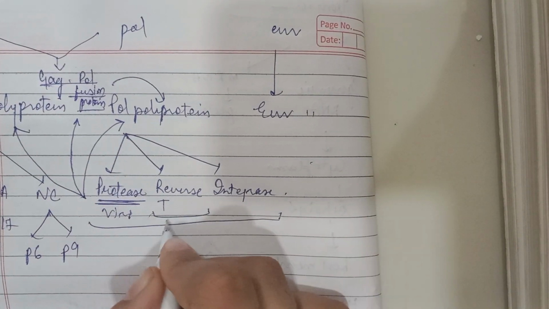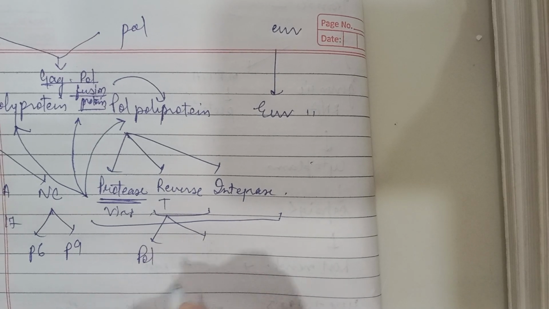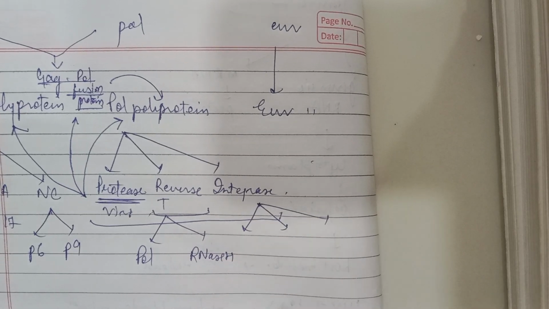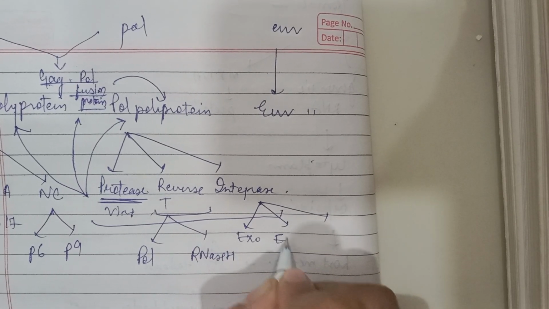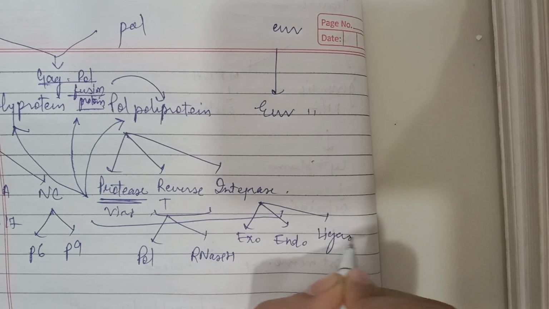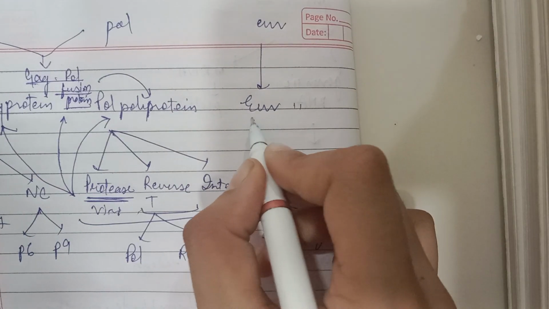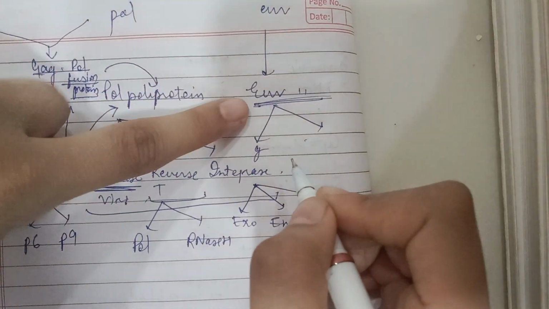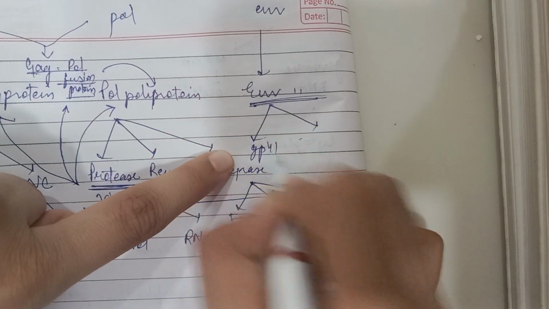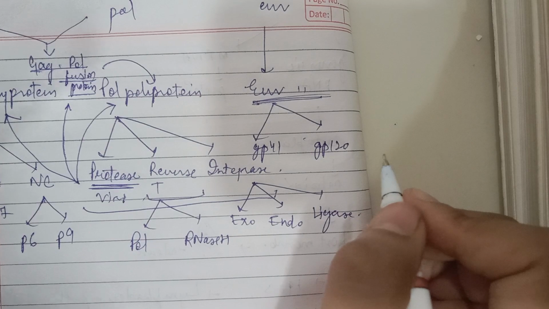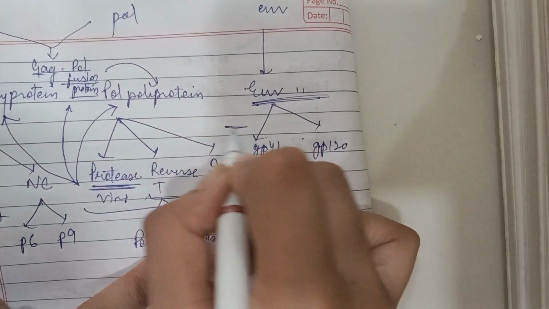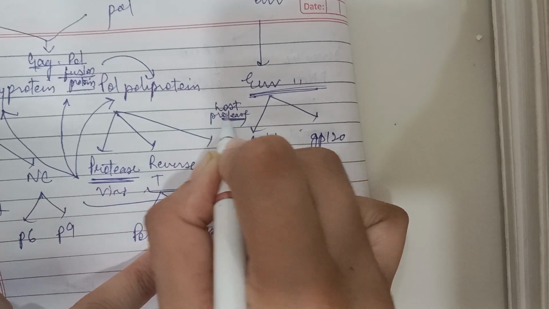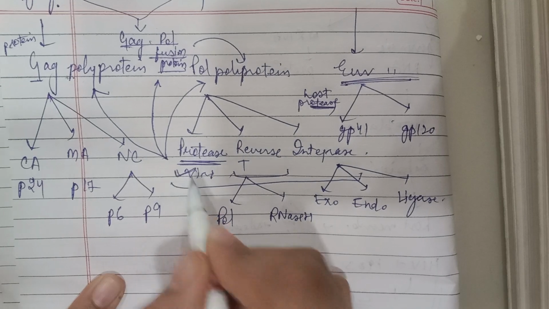In reverse transcriptase, we have two activities, polymerase activity and RNase H activity, which we just studied, and there are three activities of integrase: exonuclease, endonuclease, and ligase activity. Now, ENV polyprotein is further cleaved into two parts. We have just studied that the envelope is made up of GP41 and GP120. But the different thing here is that it is cleaved by a host protease, whereas all other cleavages here have been done by viral protease.